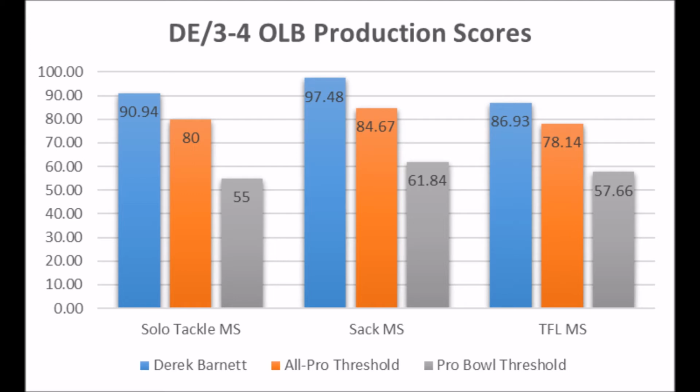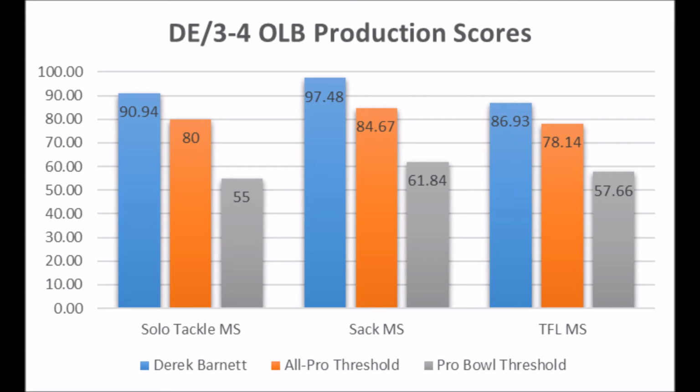He was a very, very productive player. He had a 90.94 solo tackle market share score, which, based on the data going back to the 1989 NFL draft class, every single multiple All-Pro player since the 1989 class had at least an 80 or higher in terms of solo tackle market share, and Derek Barnett, of course, had a 90.94.